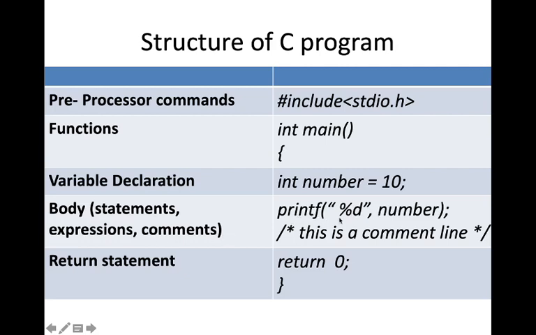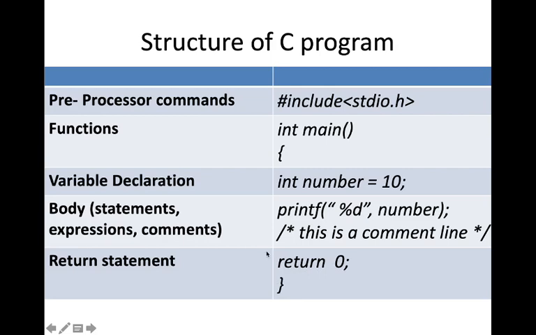So this is a statement. This is a function, the printf function, and it ends with a semicolon. Here also we can see a semicolon that ends that statement. And this is a comment line. We'll learn about this later. I just wanted to show the structure. Then finally there will be a return statement, return 0, and a closing brace. So this is the general structure of a C program.